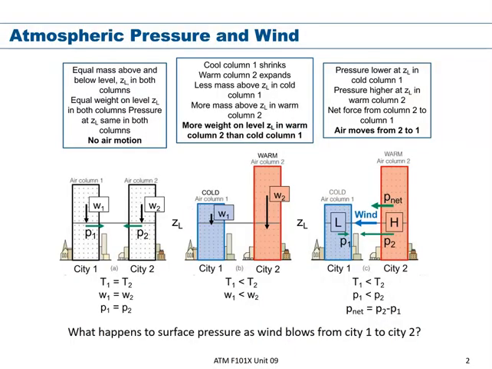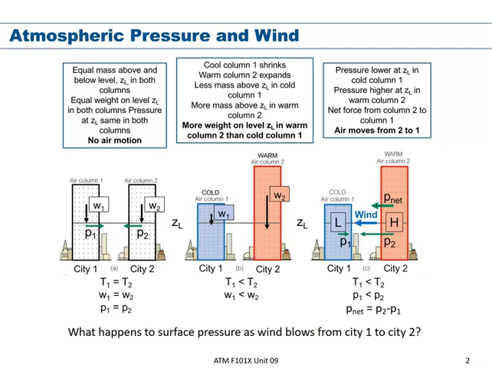Let's start with a simple model of the atmosphere, where the atmosphere is represented as a simple column of air. From the ideal gas law, we expect that when the column of air is heated, it expands, and when it is cooled, it contracts. If city 1 and 2 are at the same temperature, then the columns of air have the same height. The pressure at the half height level is equal, as it is due to the weight of the upper half of the column.